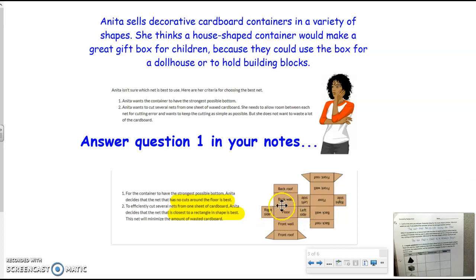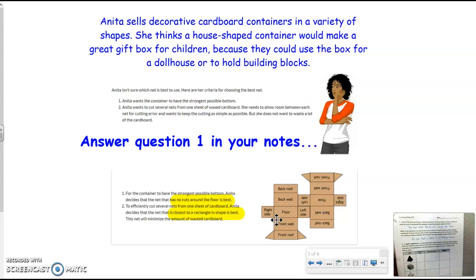So that would create the strongest, most stable floor. If you had cuts, like if this back wall right here had been the floor, you'd have a cut right here, and that wouldn't be very strong. So the strongest one would be the one that has no cuts around the floor. That would be your answer for question number 1.